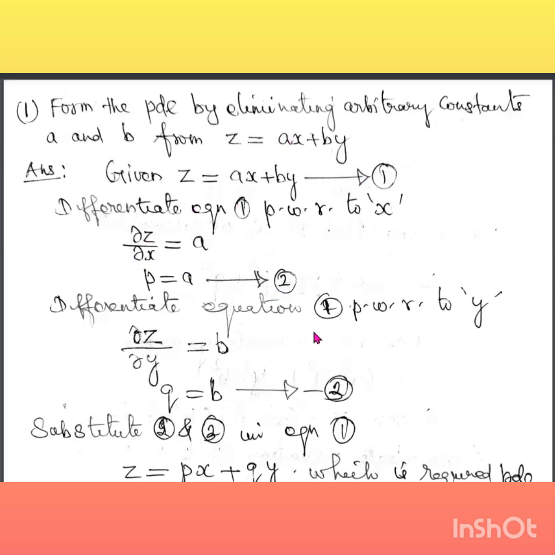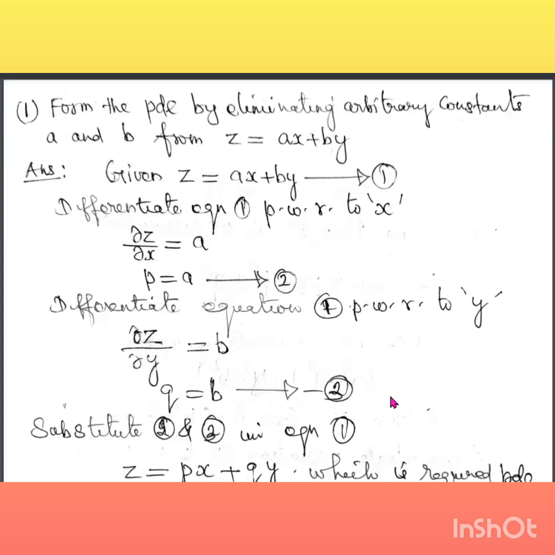Differentiate equation number 1 partially with respect to y. ∂z/∂y is equal to b, because the derivative of y is 1, and 1 into b is equal to b. What is ∂z/∂y from the notation? q. So q is equal to b. Take this as equation number 3.